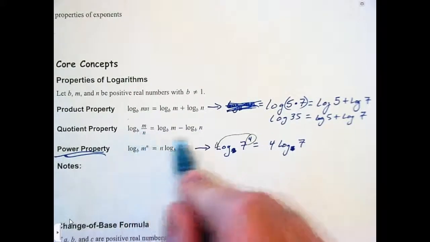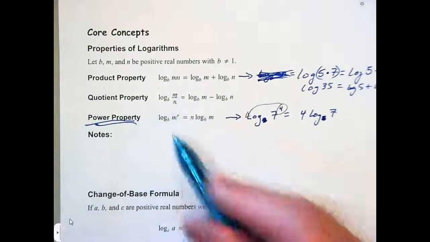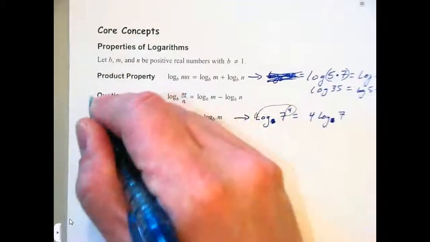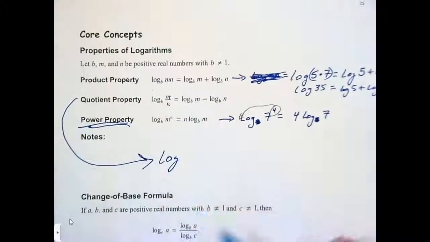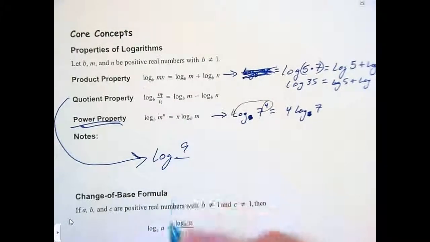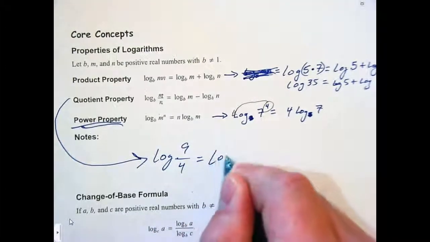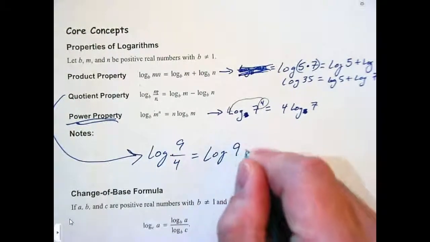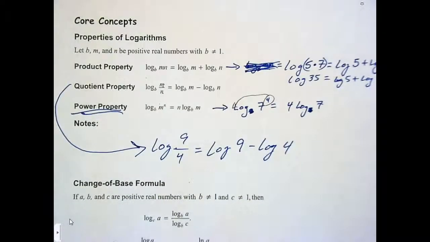And the subtraction property. Rather than multiplying like when we add, for the quotient property we divide. I don't have room over there, so I'm going to write it down here. If we use the same thing, log of 9 over 4 is equal to log of 9 minus log of 4. See if they work.